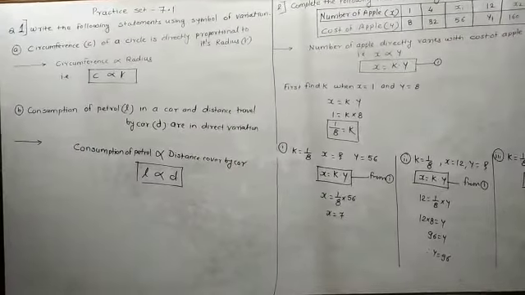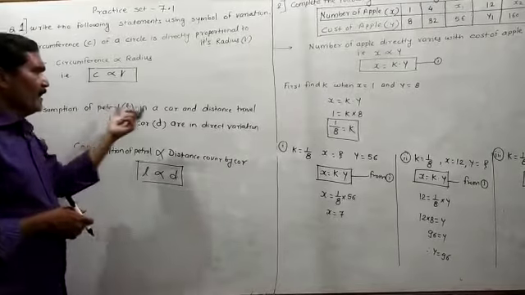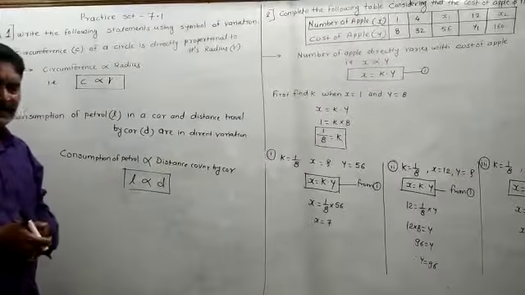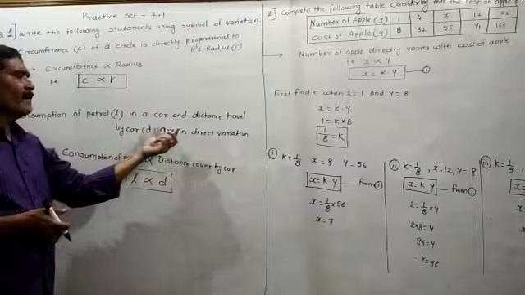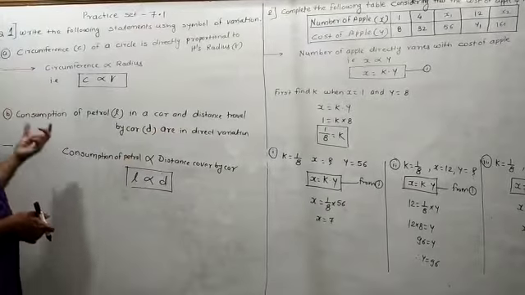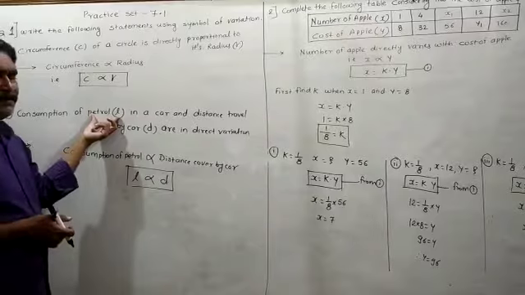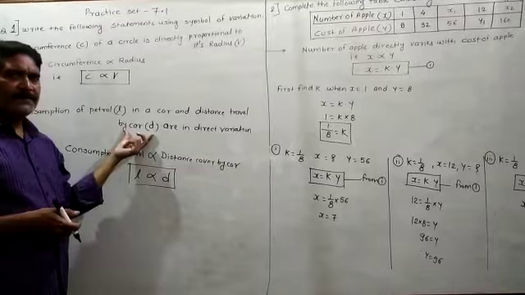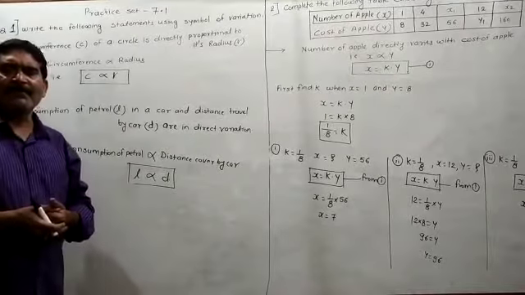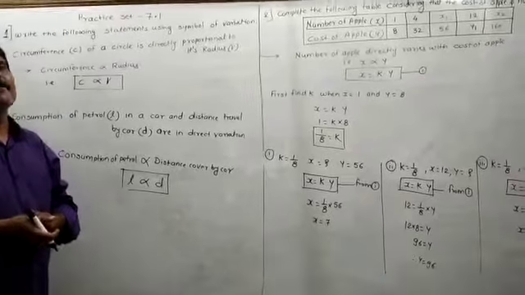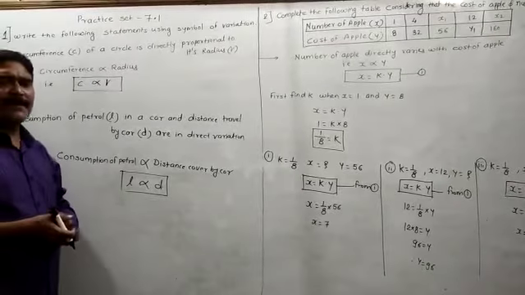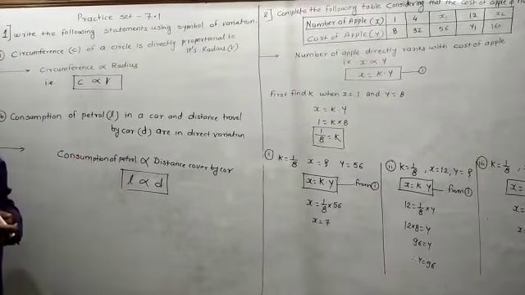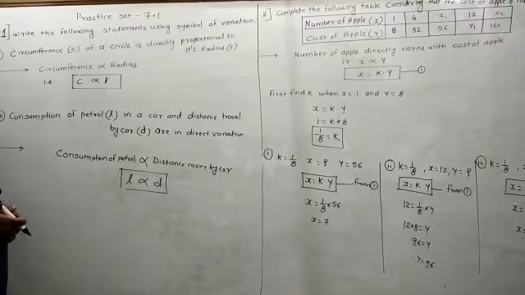Then the second one: the consumption of the petrol in a car and the distance traveled by the car are in direct variation. The consumption of the petrol is represented by L and the distance traveled by the car is represented by D. When you cover more distance, you require more petrol, and if you cover less distance, you require less petrol. So there is a direct variation between the consumption of the petrol and the distance covered by the car.